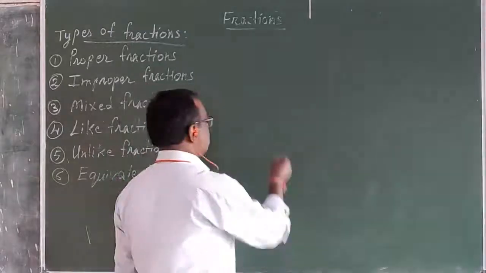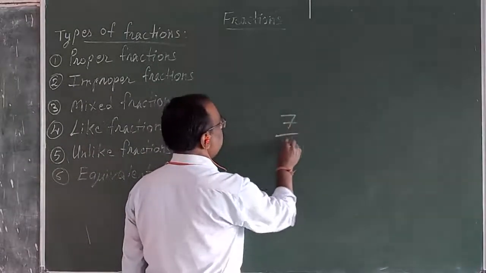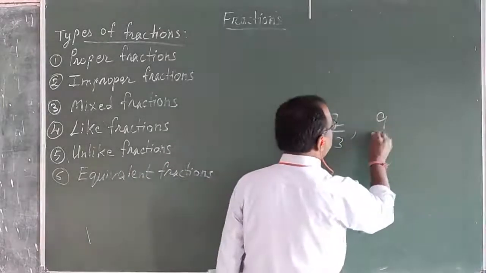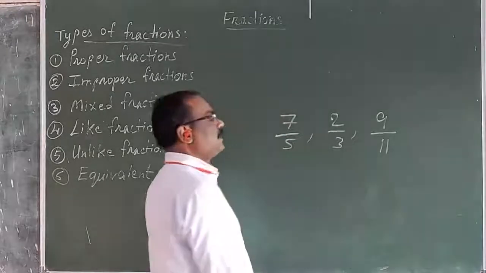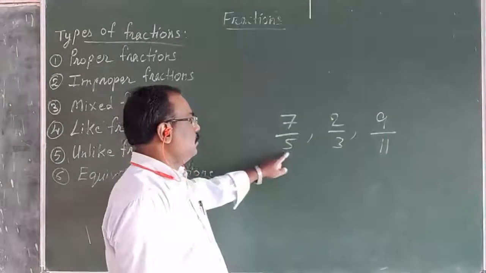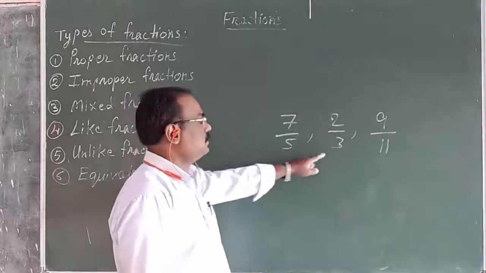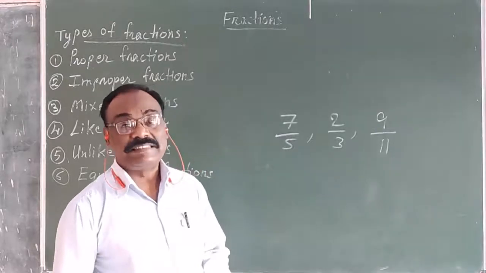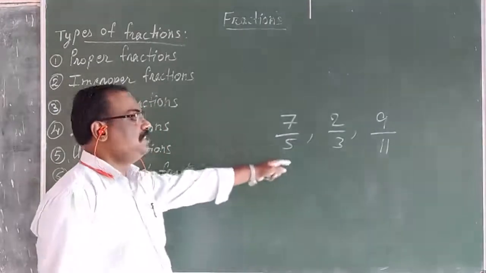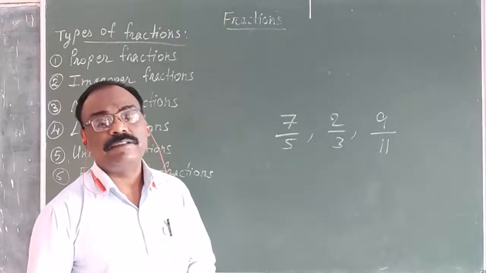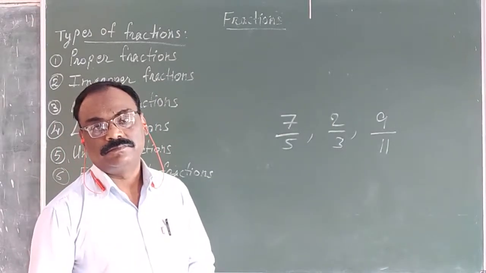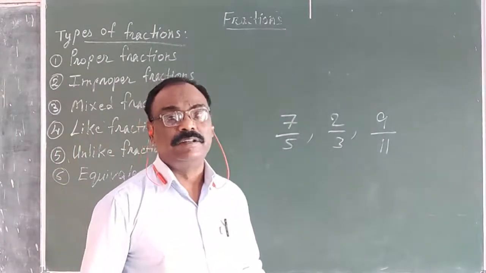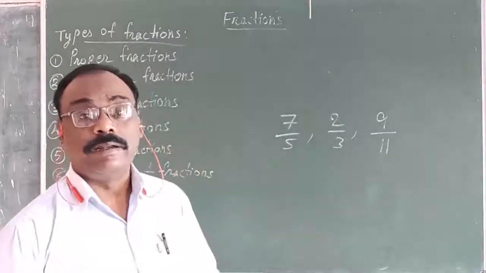So if I write here, suppose I have written here 7/5, I have written here 2/3, I have written here 9/11. Again I have taken three fractions. But what do I see? Denominators. First one is 5, second one is 3, third one is 11. So denominators are not same. So we will say that these three fractions are unlike fractions. If two or more fractions are having different denominators, then they are called unlike fractions.